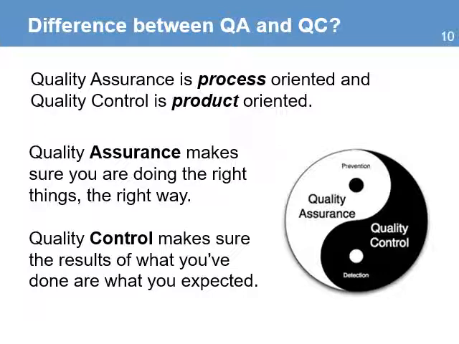Quality assurance makes sure that you're doing the right things in the right way. It looks at the process of doing the work, while quality control makes sure that the results of what you have completed is what you expected. They are both integrated, and you cannot treat them as separate and independent elements.